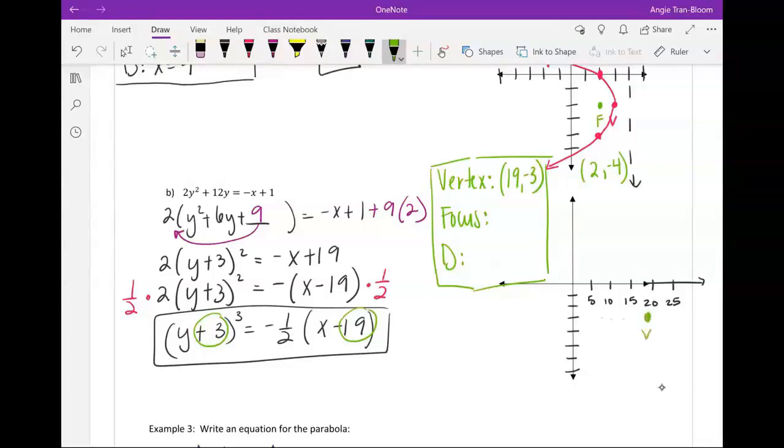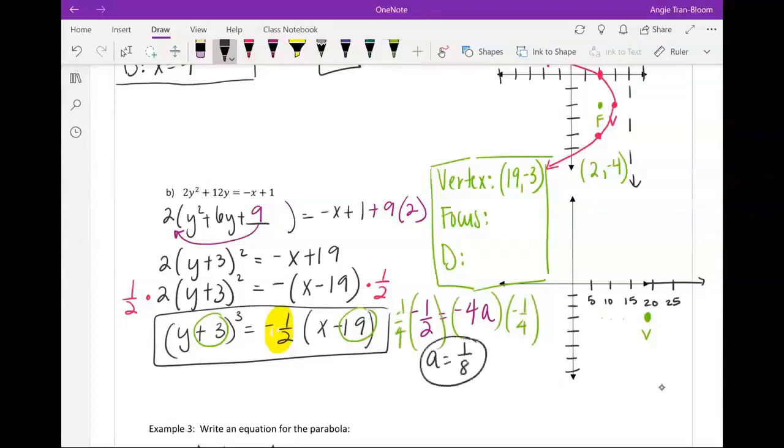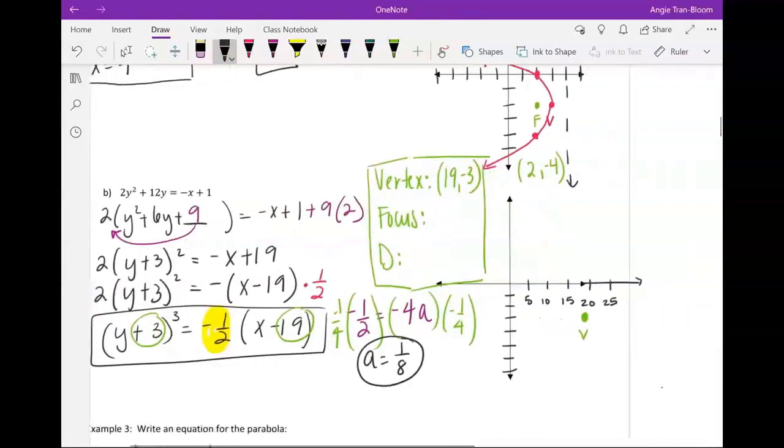Next, I need to find an a value for us to even find the focus and the directrix. Are you ready? A value. Well, we know that it opens to the left because it's a negative 1/2. See this right here? We are going to take negative 1/2 and set it equal to negative 4a. To get rid of negative 4, we will multiply this by negative 1/4. So a will come out to be, ooh, super tiny, isn't it? A is 1/8. Oh my. So that means we are going to eyeball 1/8.